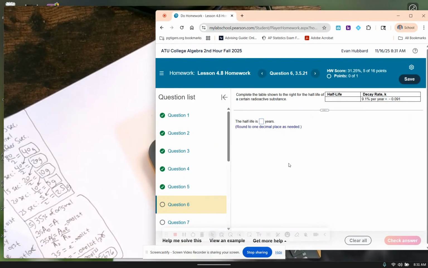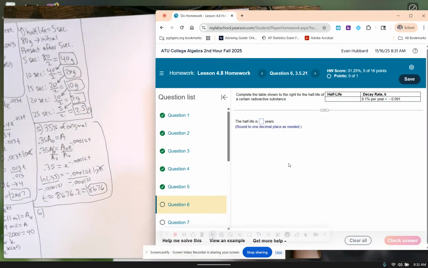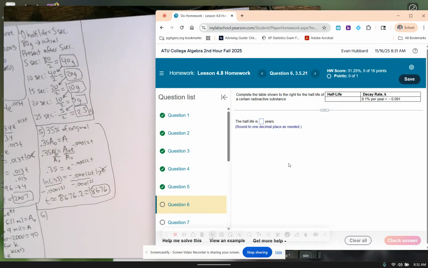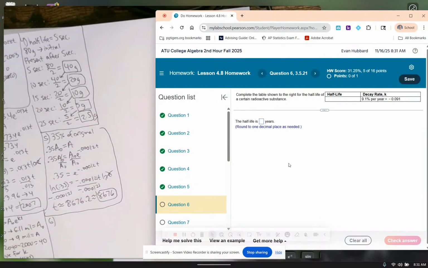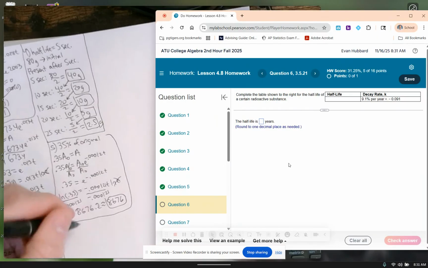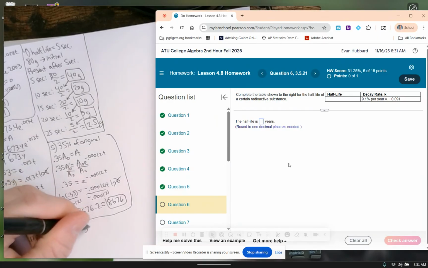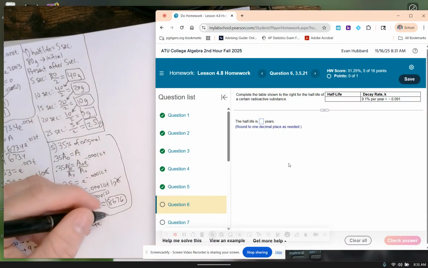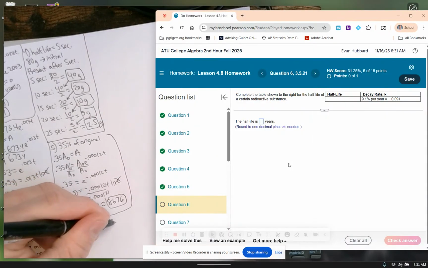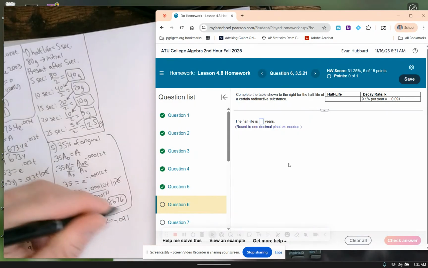So number 6. Maybe you'll do better than I did. Complete the table shown on the right, the half-life of a certain radioactive substance. So the half-life, we've got the decay rate, k, is equal to negative 0.091.